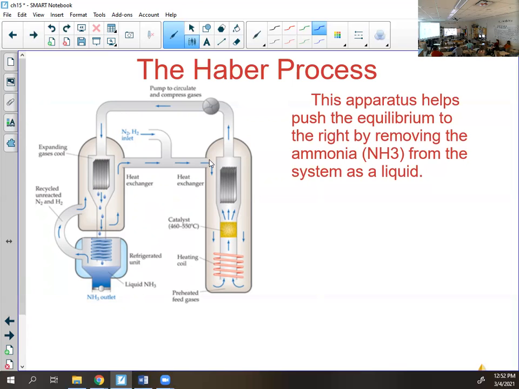All right. In order to make this process happen, it needs to be done at certain temperatures. But those temperatures also make it so it's not super fast. So they're going to sacrifice some of the amount that they make so they can make it way faster. I don't know if that makes any sense, but it will hopefully as we go along. Okay, so once we remove it, we pressurize it and make it a liquid. That's one of the main ways we keep it as NH3.